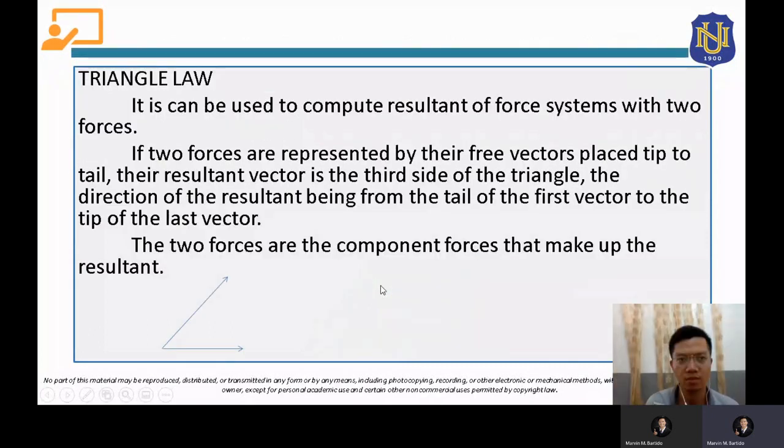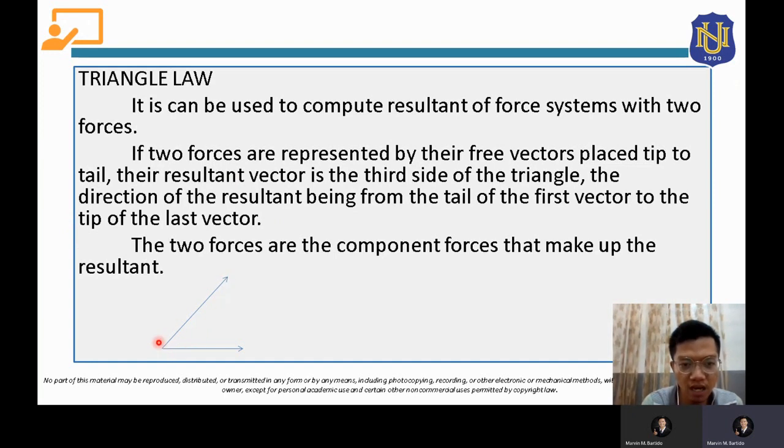Now let's talk about the triangle law. The concept of the triangle law actually came from the concept of the parallelogram law. It can be used to compute the resultant of force systems with two concurrent forces. So we can use the triangle law for solving that. If two forces are represented by their free vectors placed tip to tail, their resultant vector is the third side of the triangle. The direction of the resultant is from the tail of the first vector to the tip of the last vector. So let's say we have here two forces.